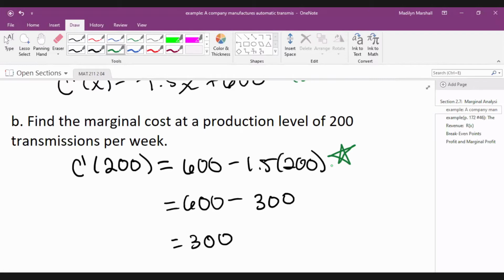Is the 300 in dollars? That was my next question. What are our units here? Not quite just dollars, but dollars is part of it. I would think it's dollars per transmission. Sounds right. Per transmission, yes, exactly. So we have a rate of change. So this would be $300 per transmission.